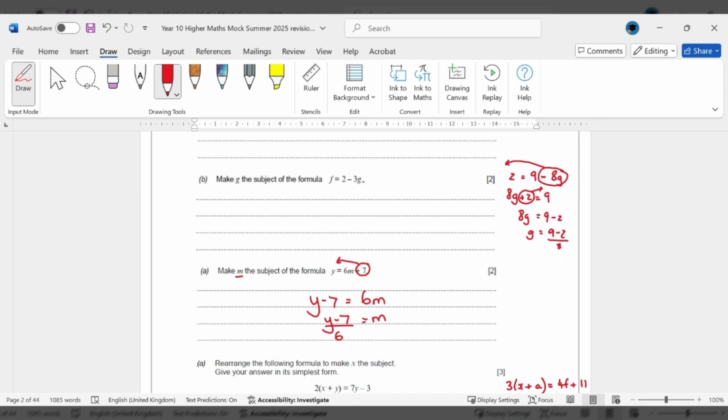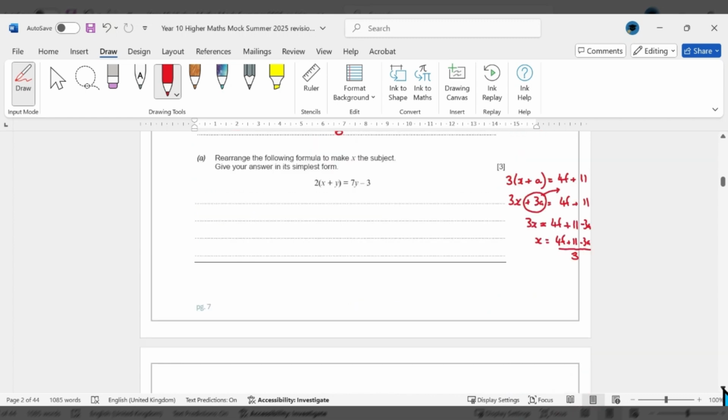The only time I would ever move the subject is like here. Make G the subject, but it's negative. At that point, I'd go, hang on, I don't want those negatives. Maybe I will move that over there. Move the F then in the other direction. So 3G equals 2 minus F. So G is 2 minus F over 3. Okay, that's that. I am rushing, okay?